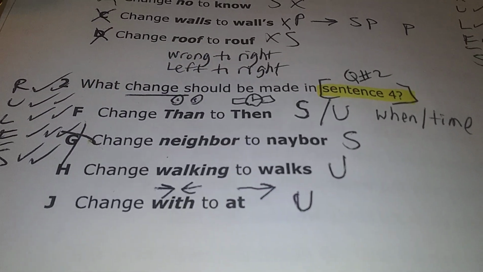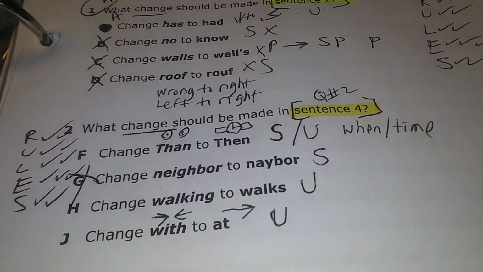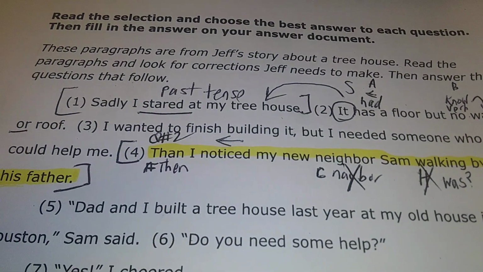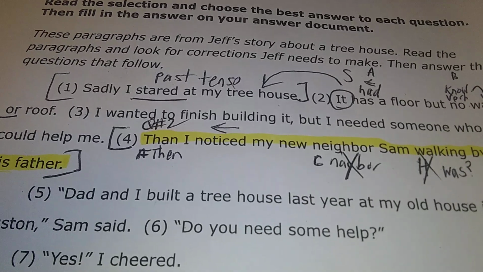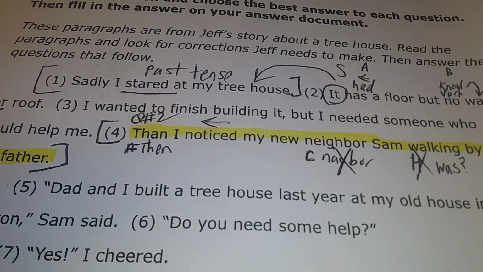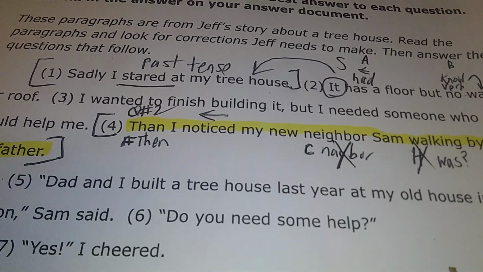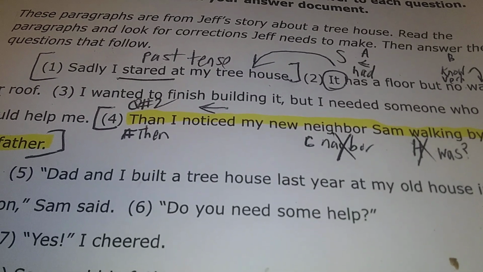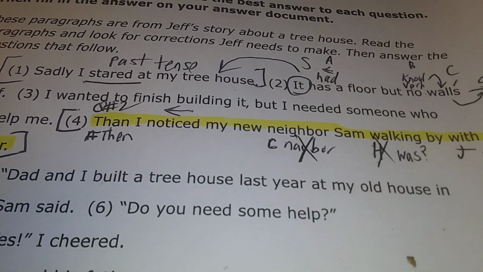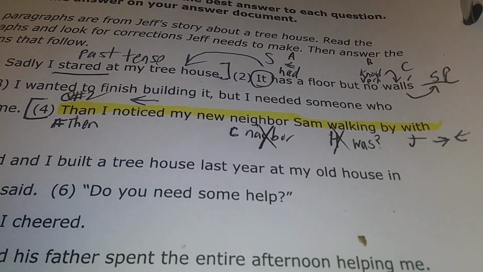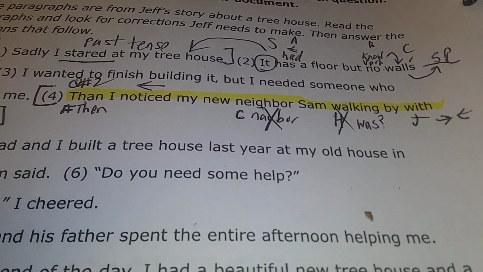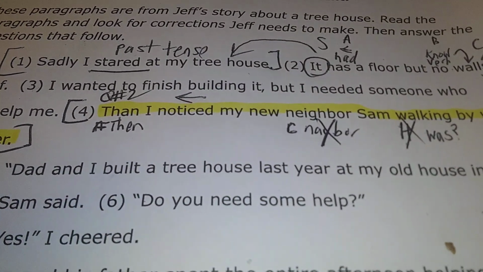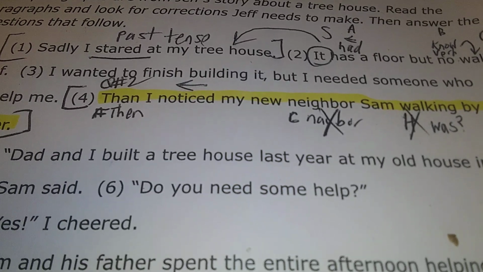So we're going to go look at sentence 4, and I want you to notice I've actually labeled it there as well. We have a bracket. It's highlighted, so we only focus on question number 2, sentence 4. It says, "Than I noticed my new neighbor, Sam, walking by with his father." And what I've done is I've labeled each letter choice.